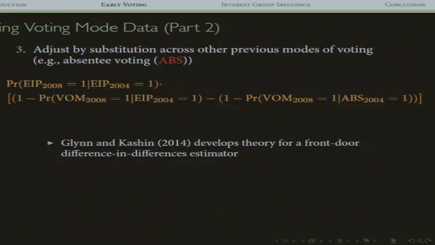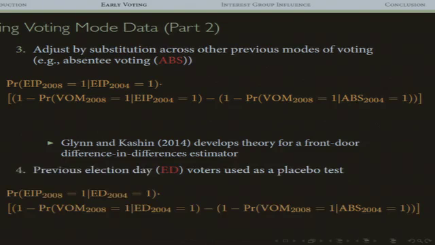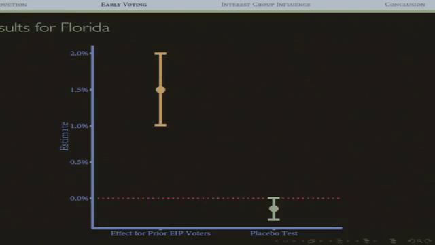Okay, and so we developed an estimator that allows us to do that. Okay, and there's the placebo test using election day voters, and then here are the results. So on the left here, we have our estimated effect for people who previously used the EIP program. So what do we assume the effect is in 2008 for them? And on the right, this is the placebo test.